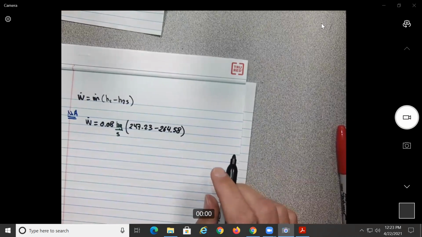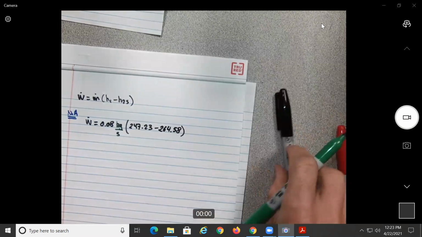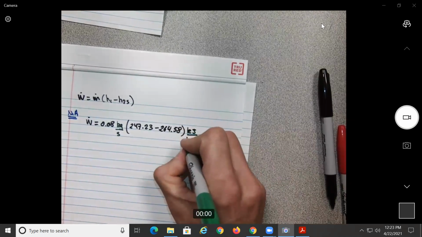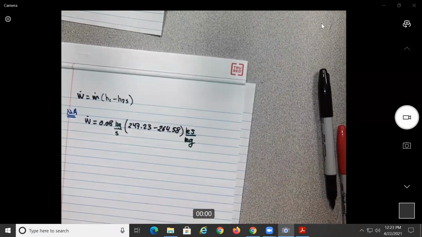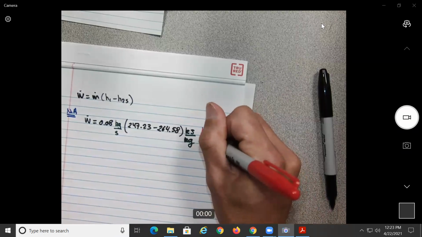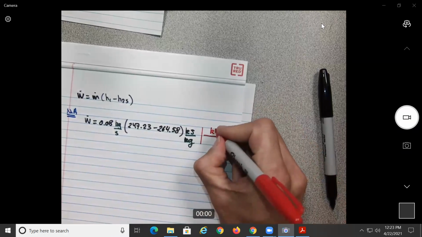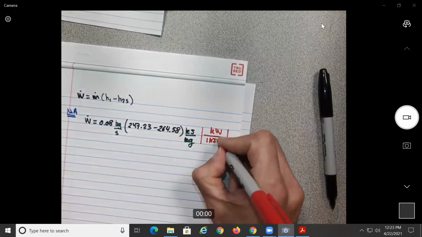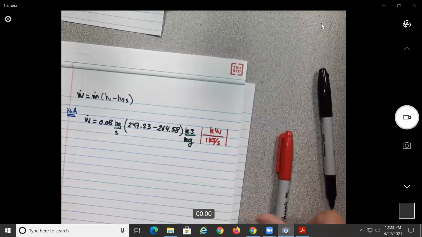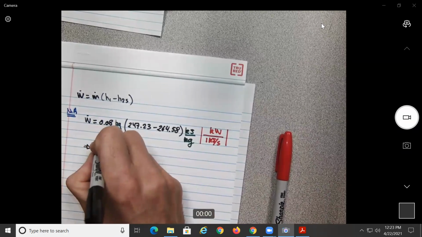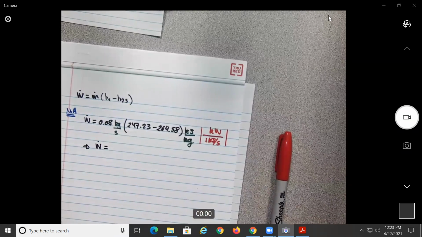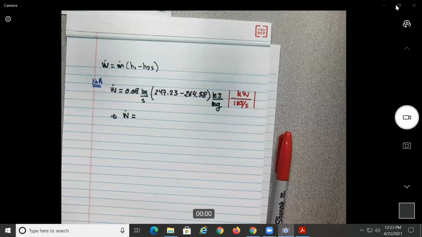and this is kilojoules per kilogram, but the units should be in watts. So what is a watt? It is a joule per second, no? So we want kilowatts. So 1 kilojoule per second, no? Okay. So please go ahead and do this calculation. I got a negative number as well. Okay, well, that is fine because of sign convention.